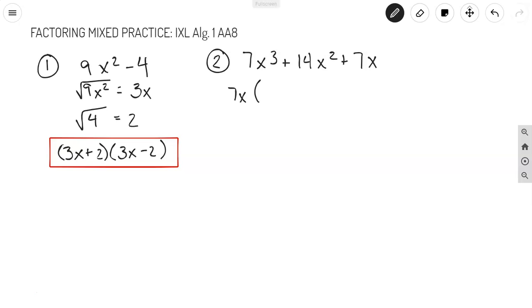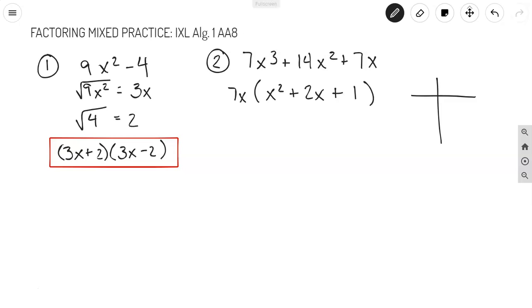Now let's write what's left. 7 divided by 7, they cancel. x cubed divided by x is just x squared. 14 divided by 7. x squared divided by x. And 7x divided by 7x is itself, 1. Now I see if I can factor this trinomial.